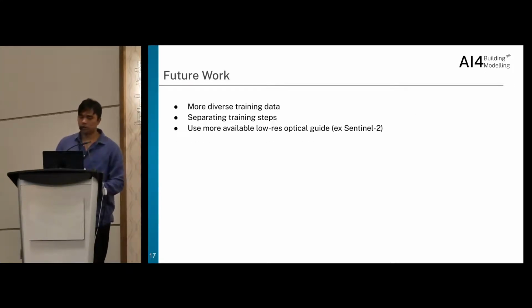So in the future, we know that now we're training on only relatively small samples. We want to make it better by using bigger and more diverse training data for generalization. Second, maybe we can also try to separate the training steps, one for the refinement and the other for the diffusion loop. And the third one is that this high resolution optical image is not available for many areas. We can try to use more available ones like Sentinel-2 as guidance.